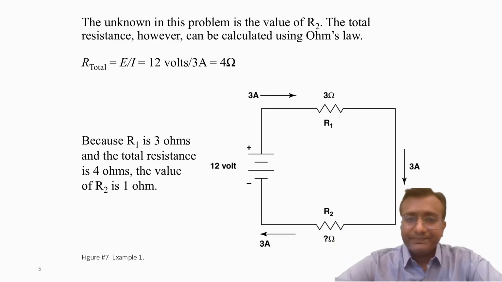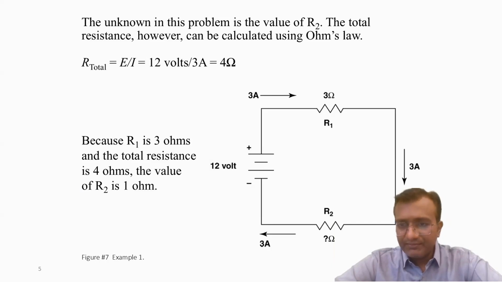So let's start. First of all, I will determine the total resistance of the system. How can I determine it? By dividing the voltage by current. The value comes around 4 ohms. Now here, the value of one resistance, which is 3 ohms, is already provided. So from this, we can get the value of R2 that comes around 1 ohm.